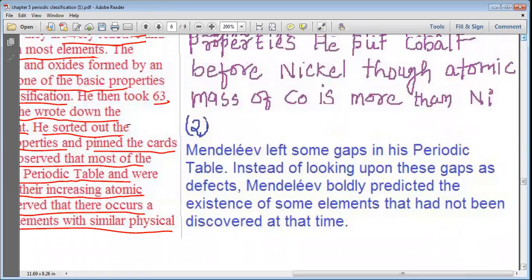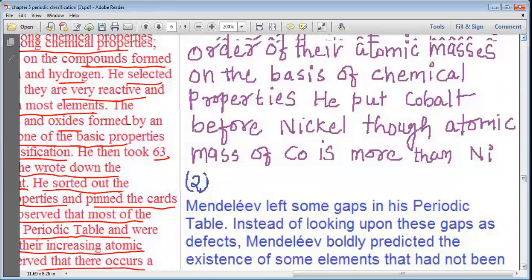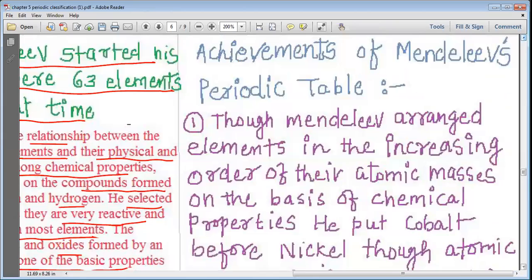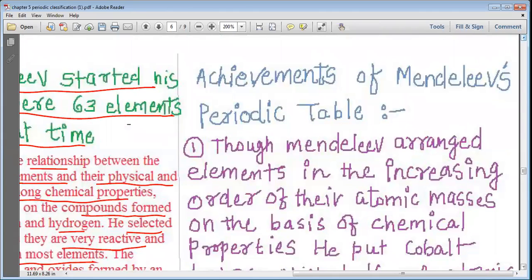So this is how Mendeleev created his own periodic table, which is known as Mendeleev's periodic table. And all these 63 elements which were discovered at that time were considered in Mendeleev's periodic table on the basis of the formulas of their oxides and hydrides, and they were arranged in the increasing order of their atomic masses. Now, what were the achievements of the Mendeleev periodic table? That is what we want to study.